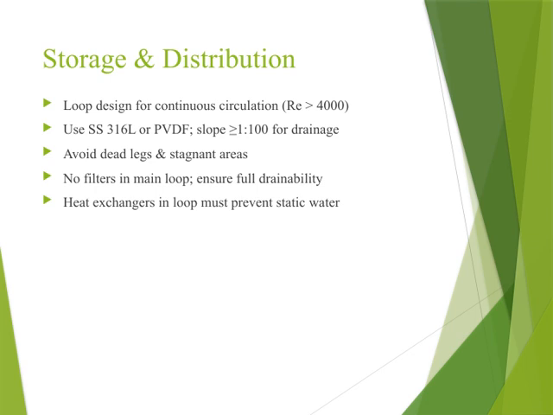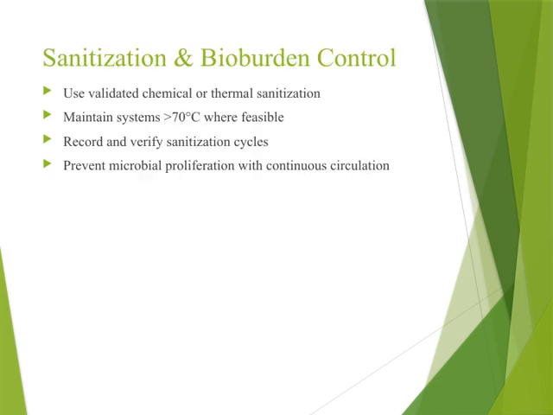Finally, heat exchangers within the loop must be designed to prevent static water from forming. This can be achieved through proper orientation or design features that promote continuous flow, ensuring that no stagnant zones develop there either. All these points come together to maintain a clean, efficient, and safe circulation system that supports the overall integrity of our process. Let's talk about sanitization and bioburden control, which are critical for maintaining product safety and quality.